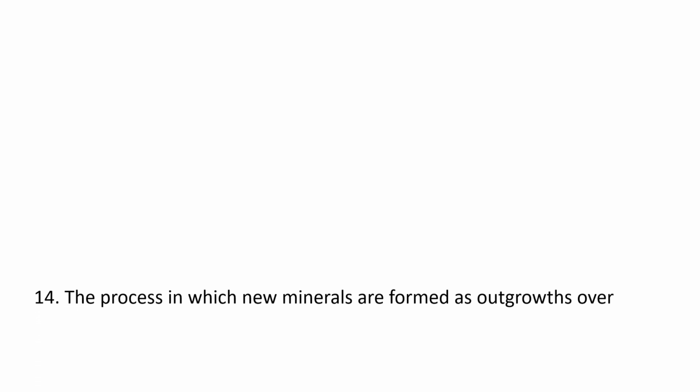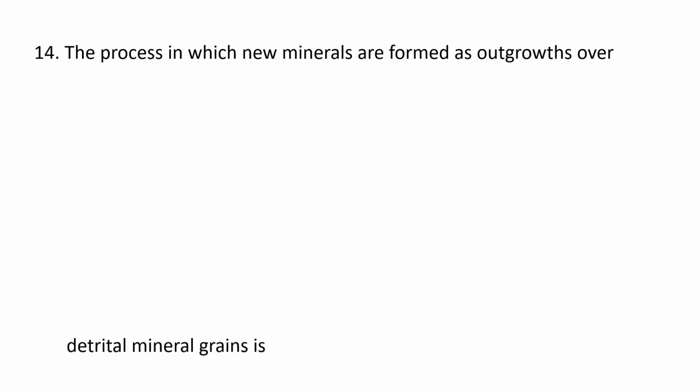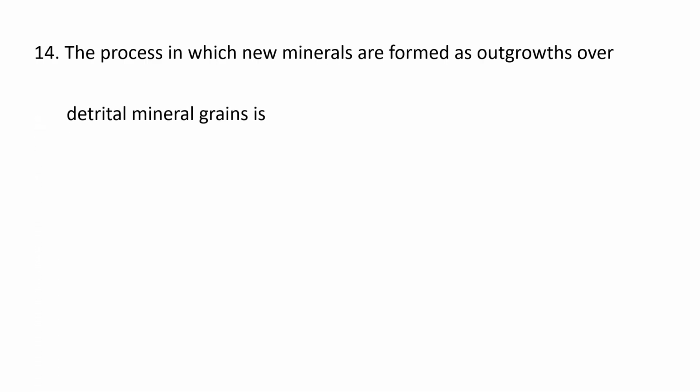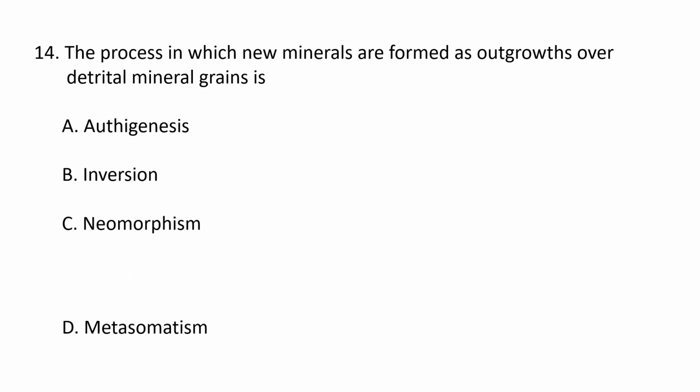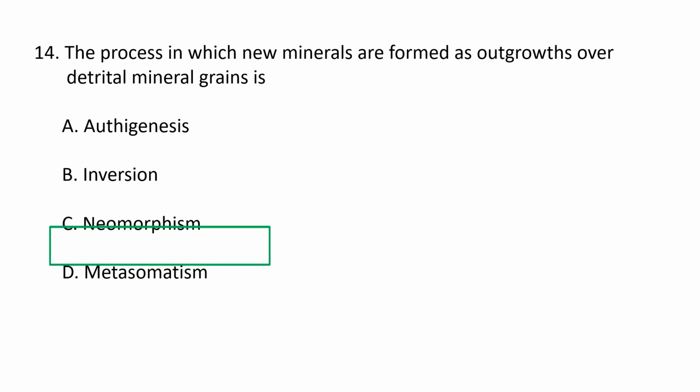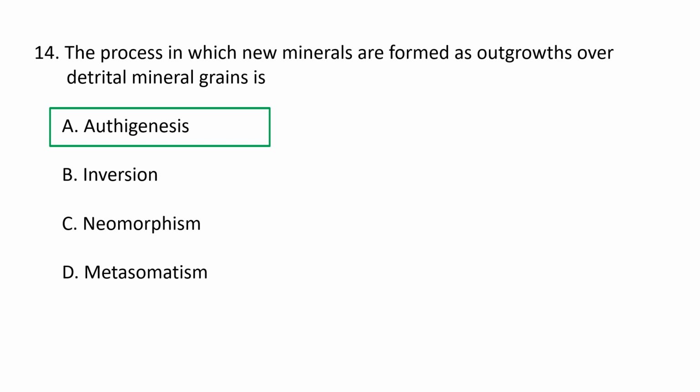Next question. The process in which new minerals are formed as outgrowths over detrital mineral grains is A. Arthegenesis, B. Inversion, C. Neomorphism, and D. Metasomatism. The process in which new minerals are formed as outgrowths over the detrital mineral grains is known as arthegenesis.